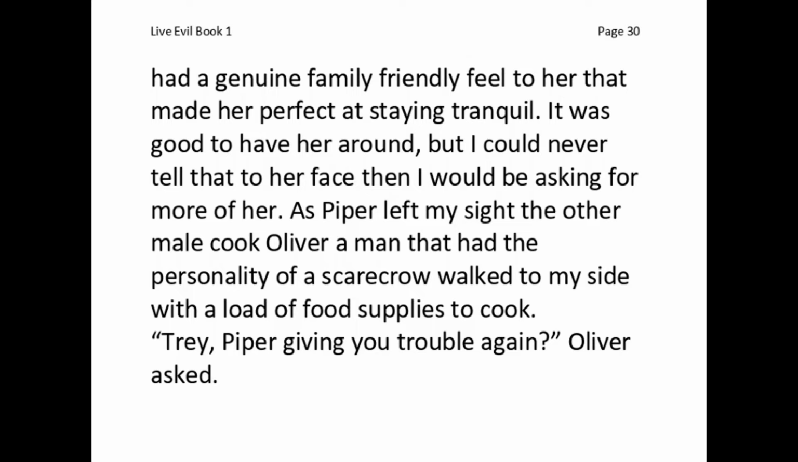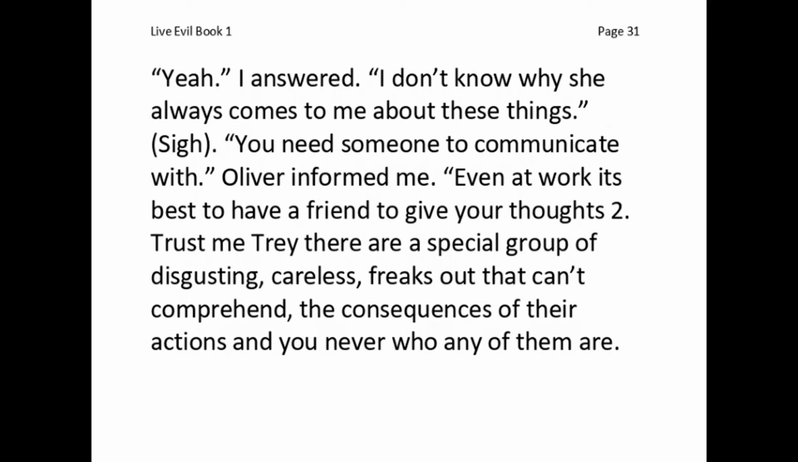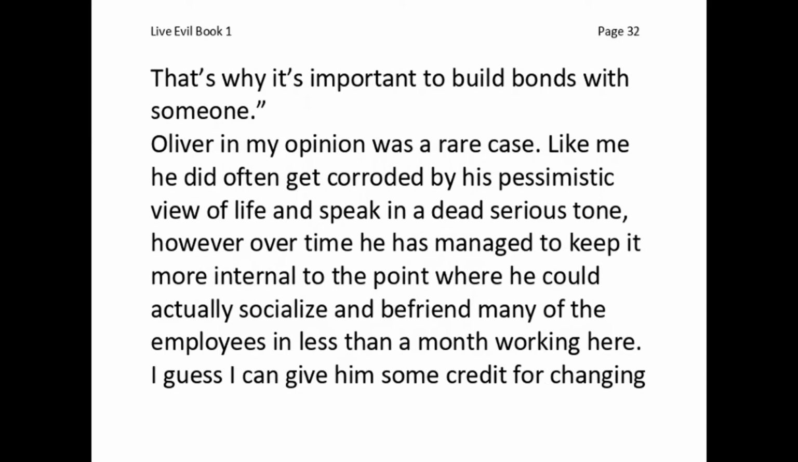"Trey, Piper giving you trouble again?" Oliver asked. "Yeah," I answered. "I don't know why she always comes to me about these things." Sigh. "You need someone to communicate with," Oliver informed me. "Even at work, it's best to have a friend to give your thoughts to. Trust me, Trey. There are a special group of disgusting, careless freaks out there that can't comprehend the consequences of their actions, and you never know who any of them are. That's why it's important to build bonds with someone."